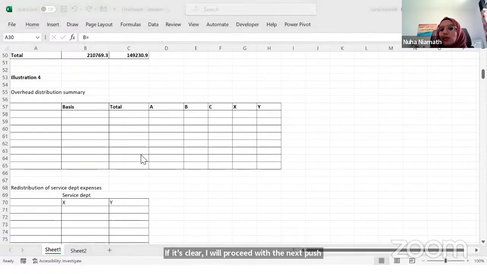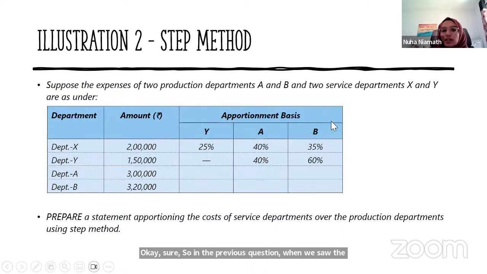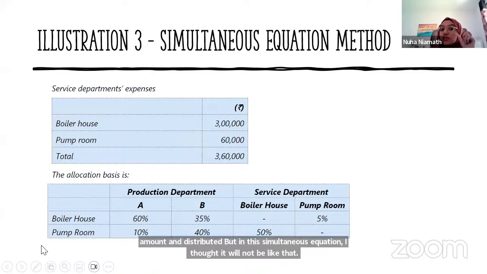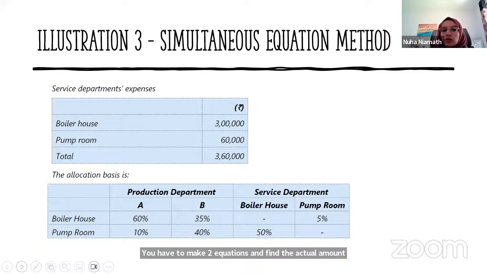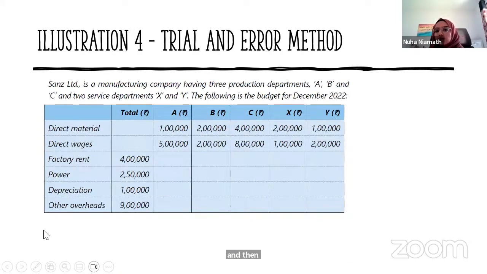So this, I hope you know, is called the simultaneous equation method. In the previous one, the step method, it was not at all complicated. We just distributed it and then used the next line to distribute the other one, for department X and department Y. Somebody had asked me the doubt also. Okay, sure, Aisha. Please write it down. In the step method, you just directly distributed X, then you used the total amount and distributed Y. But in this simultaneous equation method, it will not be like that. You have to make two equations and find the actual amount and then distribute it to the production departments. Aisha, once you are done, let me know. I shall proceed with the next illustration.